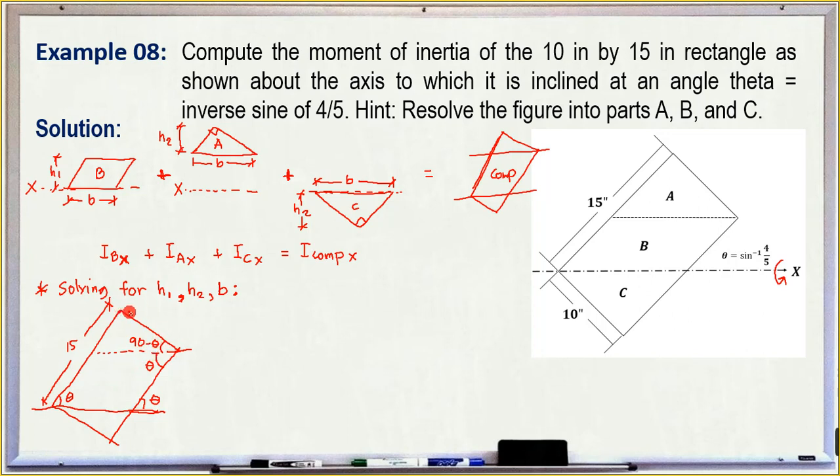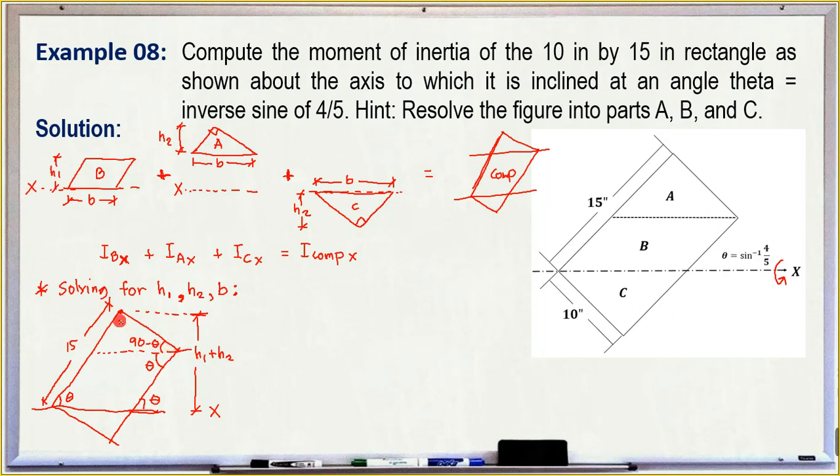Now, the measurement from the tip of this rectangle towards the x-axis is the sum of height 1 plus height 2. Okay? Because the upper portion of this rectangle with respect to the x-axis has the height of the parallelogram B and the height of the triangle A. So for the parallelogram, that is H1. For the upper triangle, that is H2. So we add them.